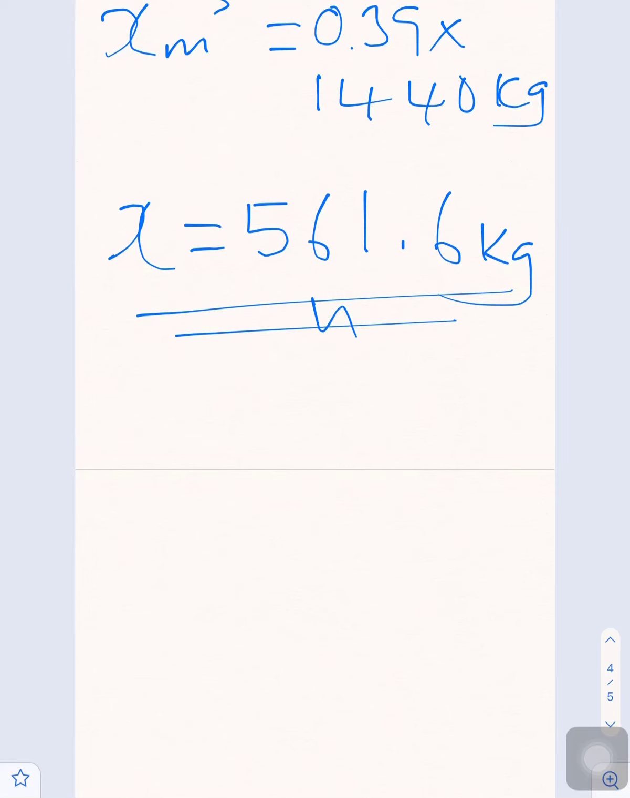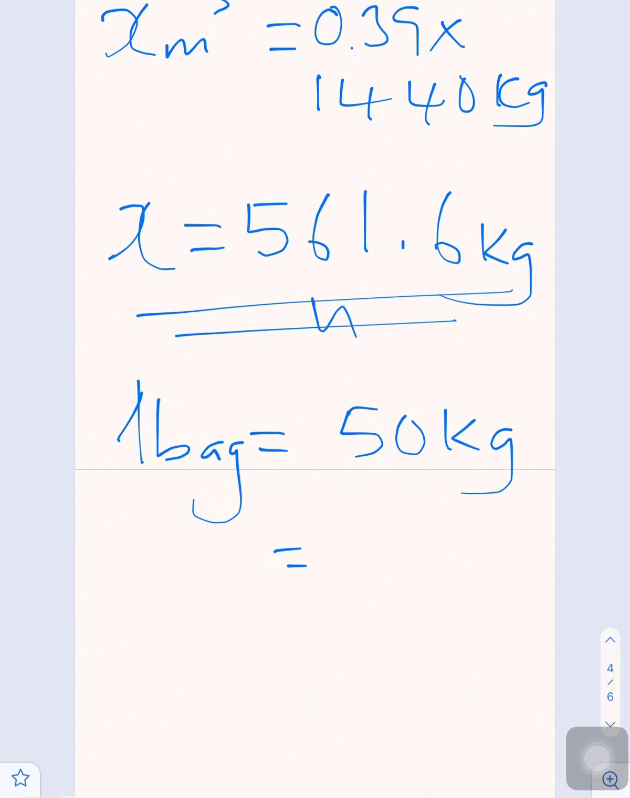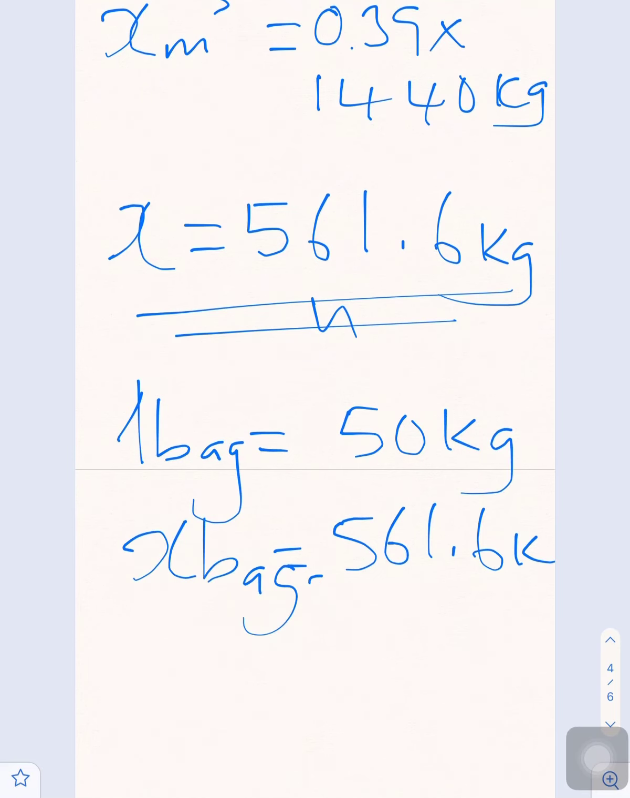Then we need to know how many bags of cement we are going to require. We know exactly that one bag of cement is equivalent to 50 kilograms. How about for 561.6 kilograms? How many bags? X bags. We cross multiply.